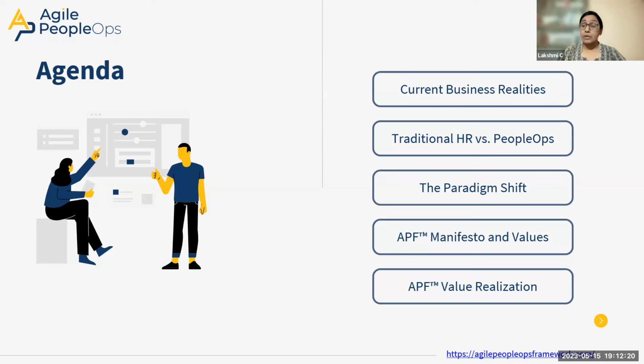And definitely the paradigm shift. Why is it the need of the hour? Why is it imperative for organizations to embrace it? Then my co-speaker, Sarika, would be introducing you all to what the Agile PeopleOps framework is all about, its manifesto, values, and how organizations can realize value by embracing, practicing, and implementing this whole core philosophy of what the Agile PeopleOps framework talks about. Having said that, Mariana, let's move on to the next slide.